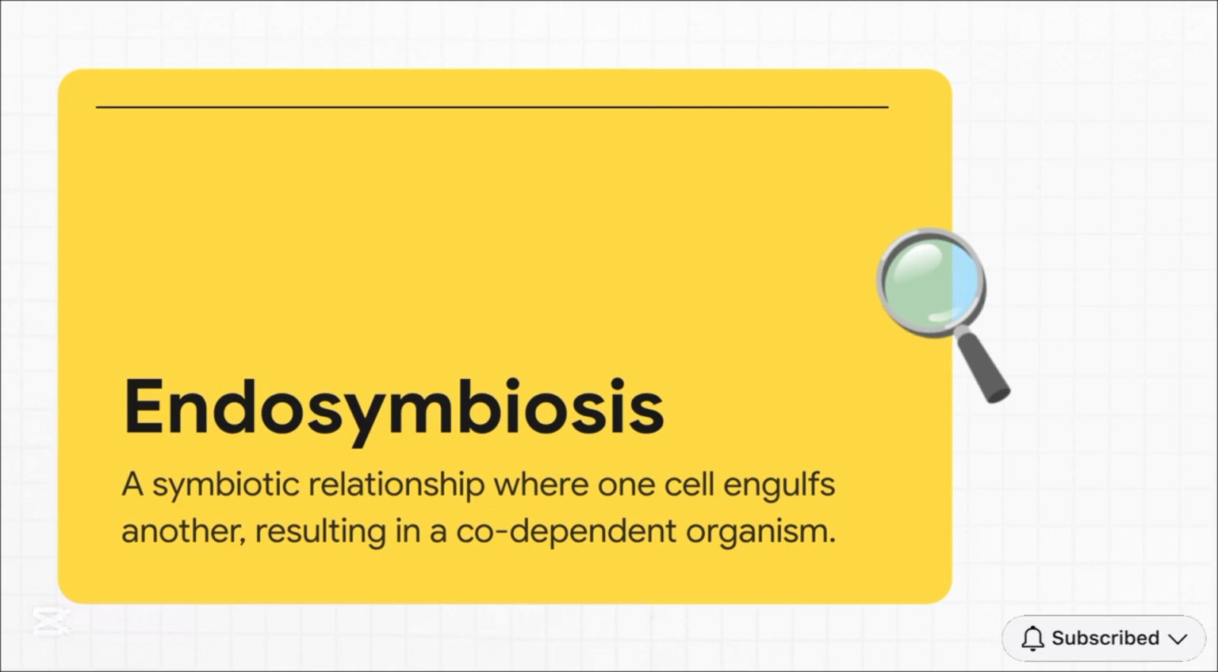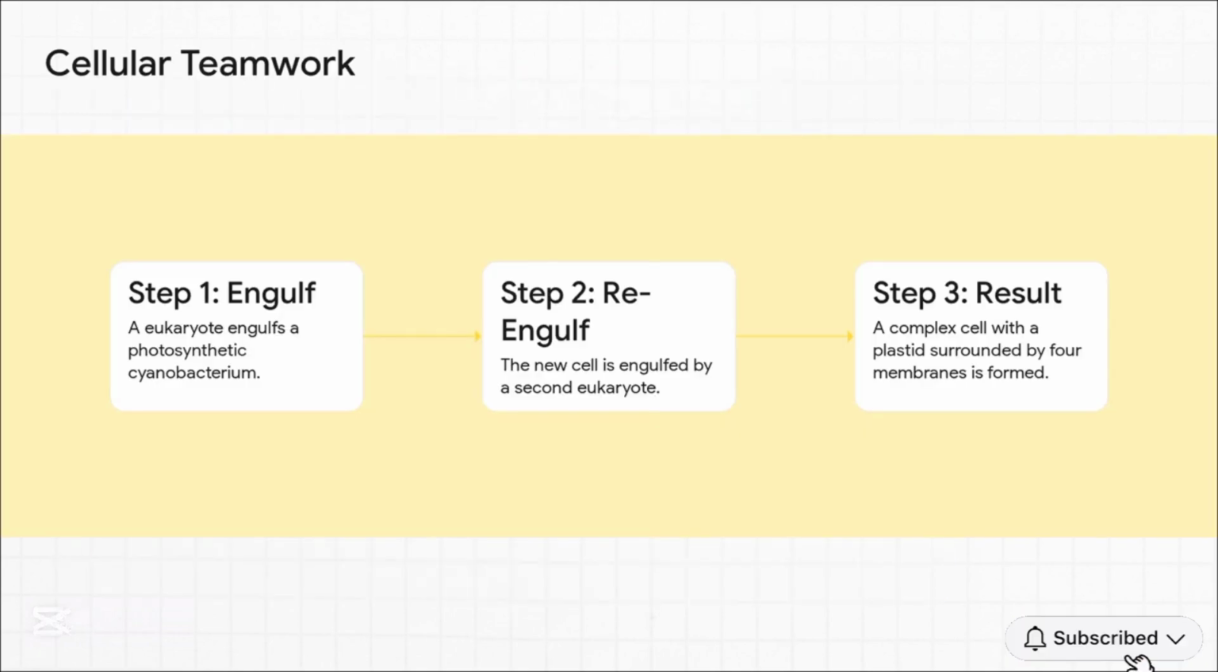The answer is this world-changing event called endosymbiosis. It's the story of one cell swallowing another, not to destroy it, but to form a team. It was basically a chain reaction of cellular teamwork. You had one cell that ate a bacterium that could make energy from sunlight. Then another bigger cell came along and ate that cell. And this process, happening over millions of years, created the ancestors of all plant life. It's just like a Russian nesting doll of evolution.